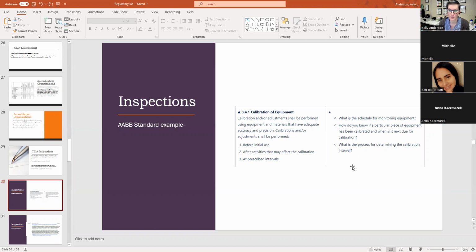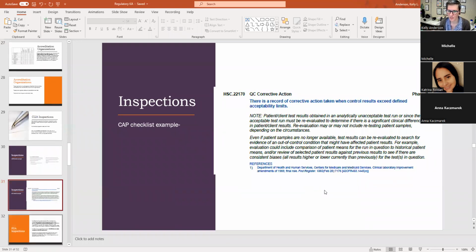So the inspector might come to you and say, what is the schedule for monitoring equipment? How do you know if a particular piece of equipment has been calibrated and when it's due for calibration? And what is the process for determining the calibration interval? So again, your supervisor or manager needs to know this information, but it never hurts to know things. So don't be afraid to jump into the standards when you get into a lab. It'll help you understand things. Because you might read SOPs and you're like, this is so stupid, why do we have to do this? And it's probably because it's in a standard.